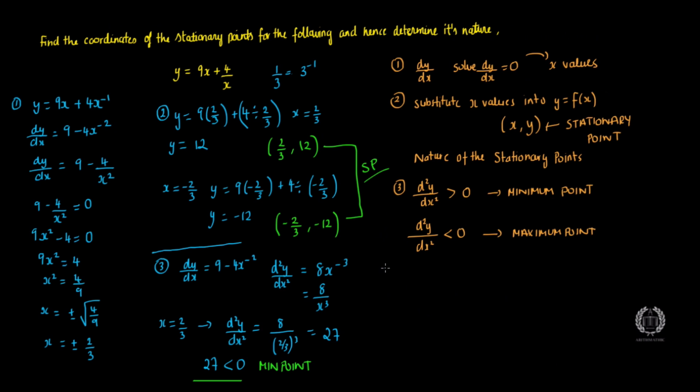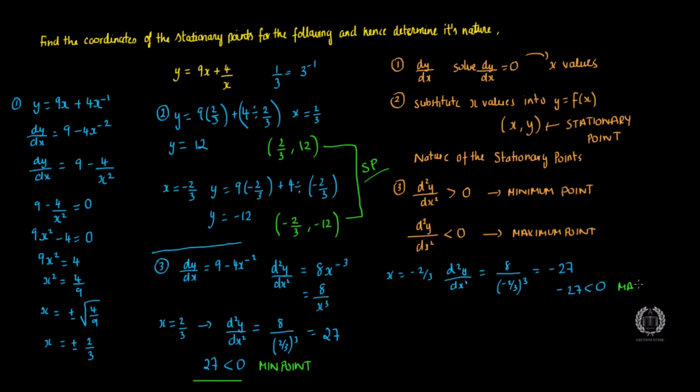Now we're going to do the same thing again when x is equal to minus 2 over 3. So sub it inside my d2y dx squared to find the nature of the stationary point. So now we're going to have 8 over (minus 2 over 3) cubed. If you put that in, that should give you minus 27. And minus 27 is smaller than 0. So this will be a max point.